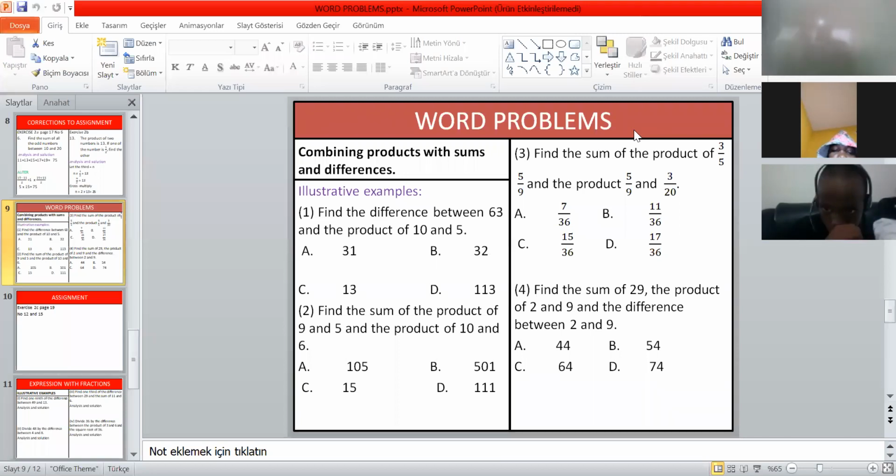So the sum of the product of 9 and 5. Now, product. The product is what? They gave us the product of 9 and 5. That's what? 45. Are you there? And I have to find what? 10 and 6. Another product again. This for the second product, which is what? 10 and 6. Which is what? 60. And the question is that we should find the sum.